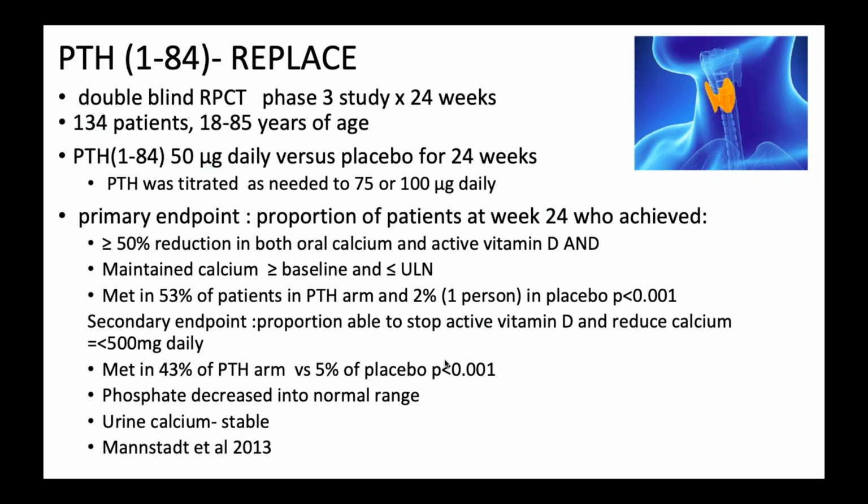The primary endpoint was the proportion of patients at week 24 who achieved more than 50% reduction in both oral calcium and active vitamin D, and were able to maintain a serum calcium which was higher than baseline but less than the upper limit of normal. This primary endpoint was met in 53% of patients in the PTH arm, and one person in the placebo group met this endpoint. The secondary endpoint was the number of individuals who were able to stop active vitamin D and have a calcium requirement of less than 500 milligrams a day. This was met in 43% of patients in the PTH arm. We saw reductions in phosphate into the normal range, and urine calcium was stable.